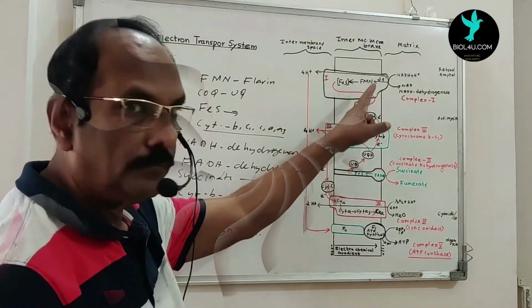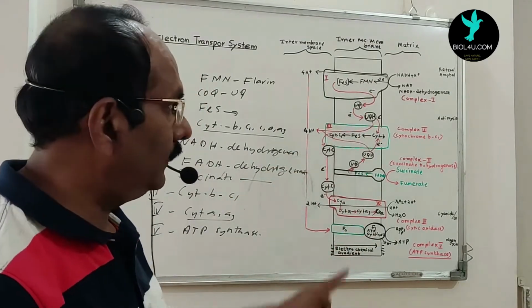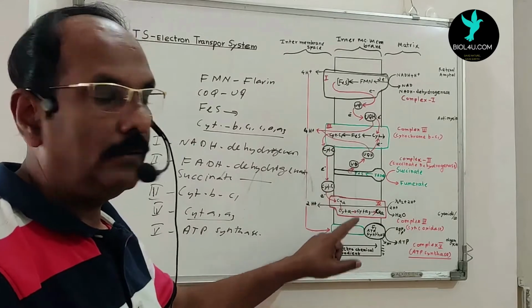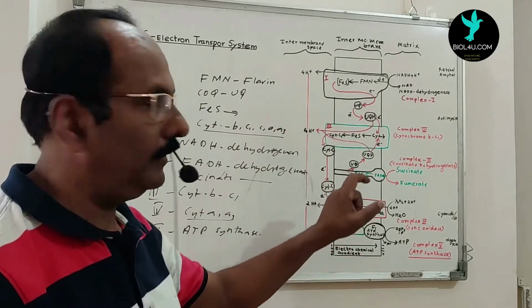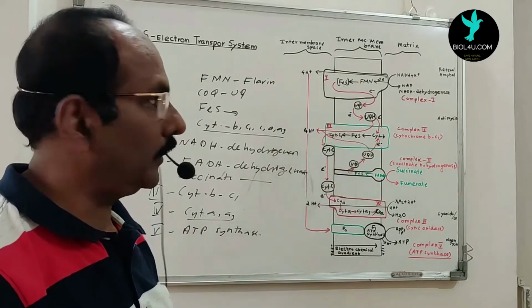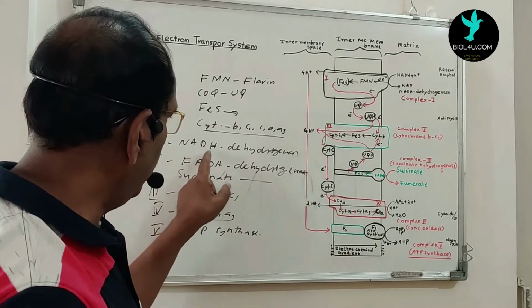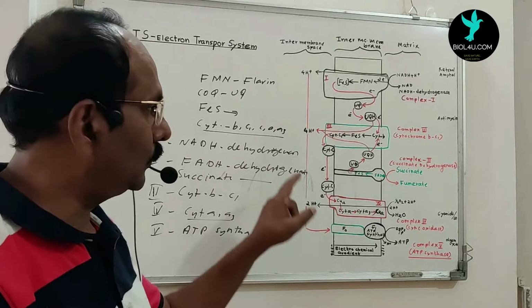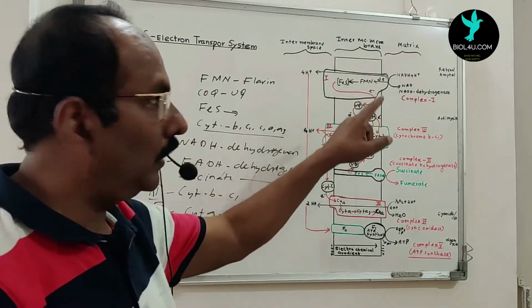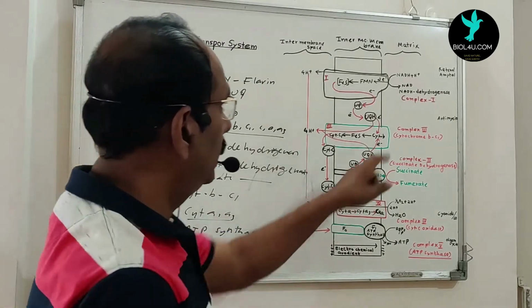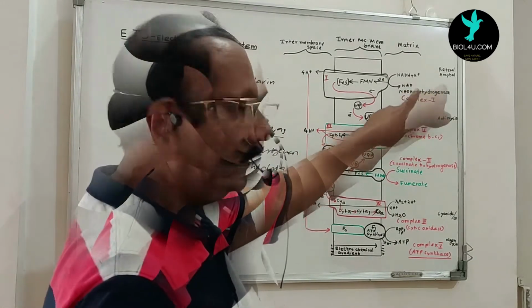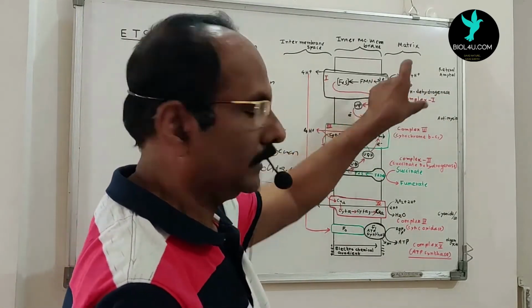So like that there are 5 different complexes, and these 5 different complexes have inhibitors. By using these inhibitors we can identify the different complexes. For example, complex number 1, NADH dehydrogenase, is inhibited by rotenone and amytal. There are 2 chemical compounds, rotenone and amytal, and they inhibit this first complex.